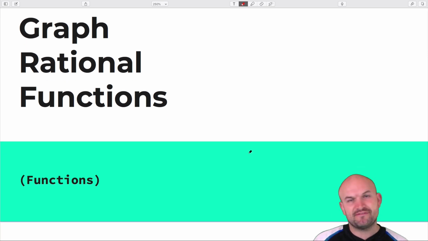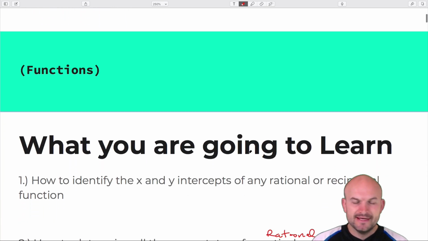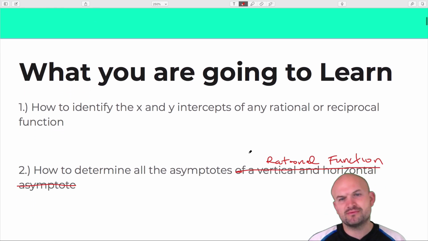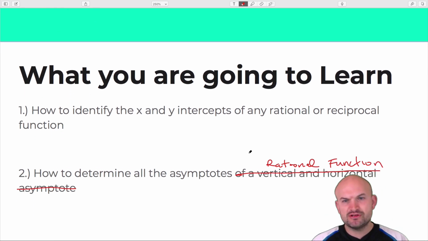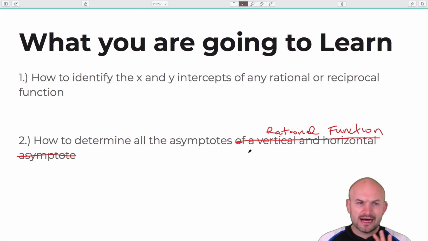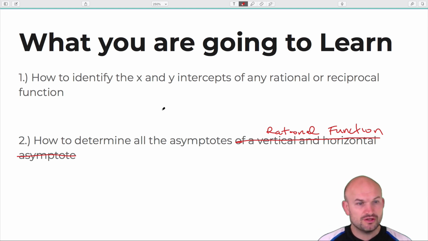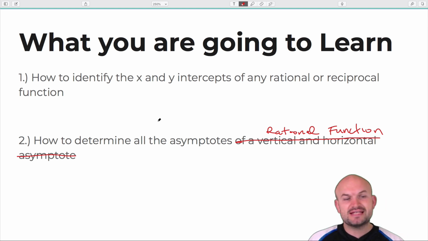I stopped graphing rational functions a couple of years back, with technology and the question of why we're spending so much time on graphing. It was taking up too much of my class time. I think there are still some important things that I want my students to understand, such as how to identify the x and y intercepts of any rational or reciprocal functions, as well as how to identify the asymptotes of rational functions.